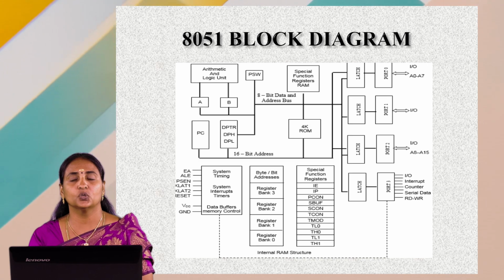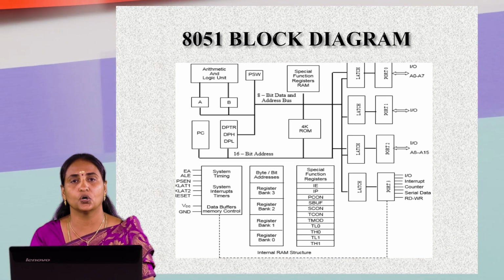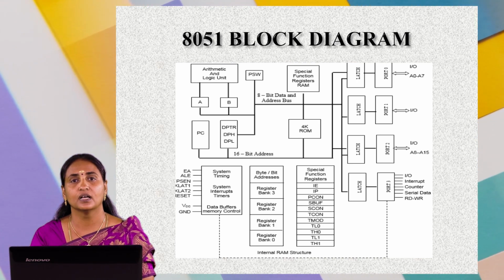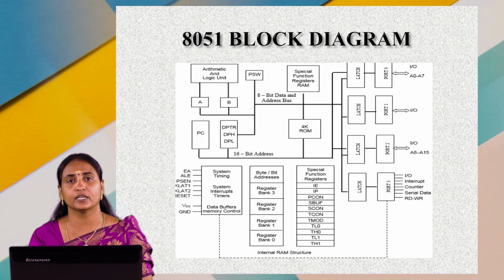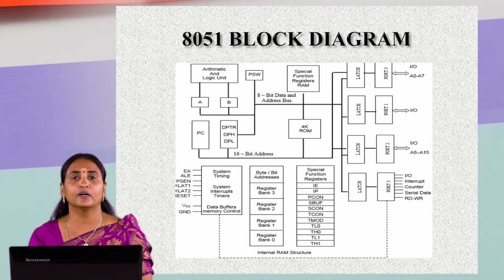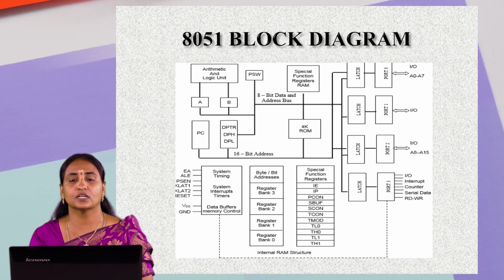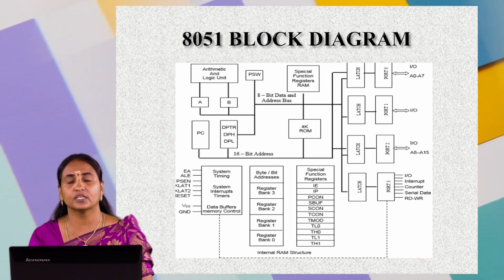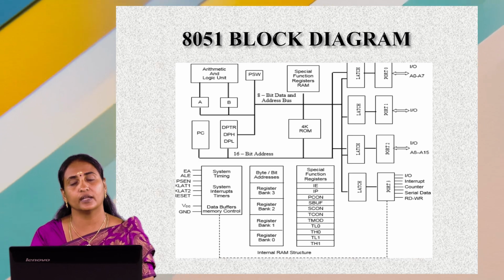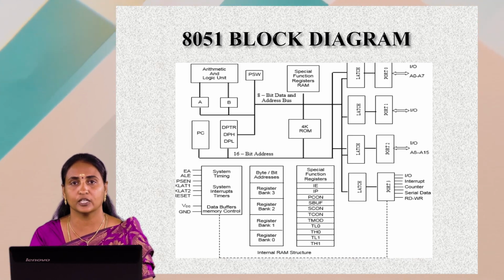With the help of the ALU, we can perform all the arithmetical and logical functions. The ALU is directly connected with the accumulator, the A register, called the accumulator. It is an 8-bit register. With the help of the accumulator, we can perform all the arithmetical and logical functions. Without the accumulator, we can't perform any arithmetical and logical functions. We can store all the data automatically into the accumulator.